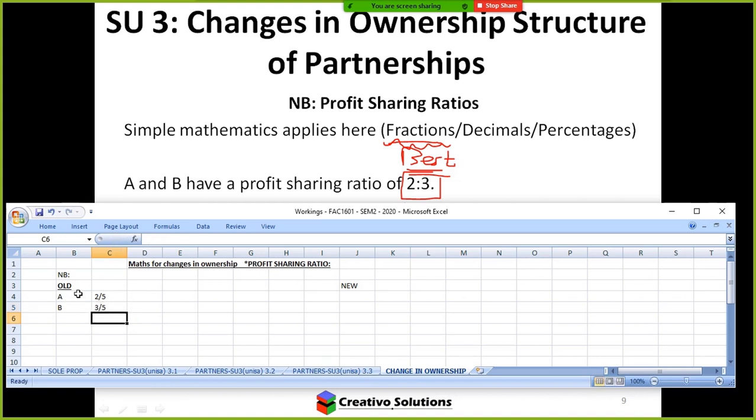Right, that's the first step. When you do any question, just follow this process. New on this side, old on this side, new on that side. New and old, new and old, new and old. Then you look at the mathematics in between.